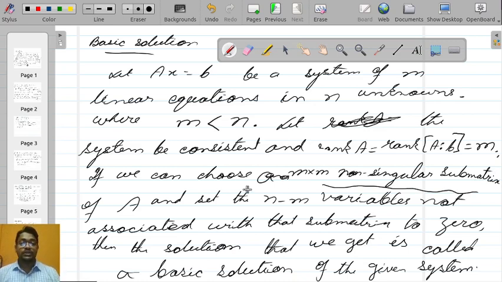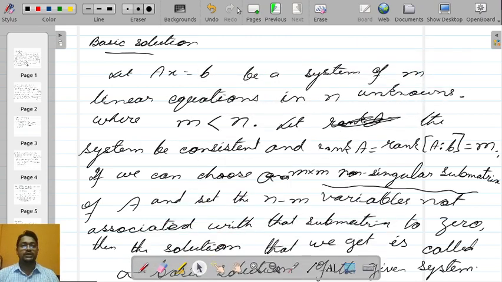So the definition is: if we can choose an m by m non-singular submatrix of A and set the n minus m variables not associated with that submatrix to 0, then the solution thus obtained is called a basic solution of the given system.